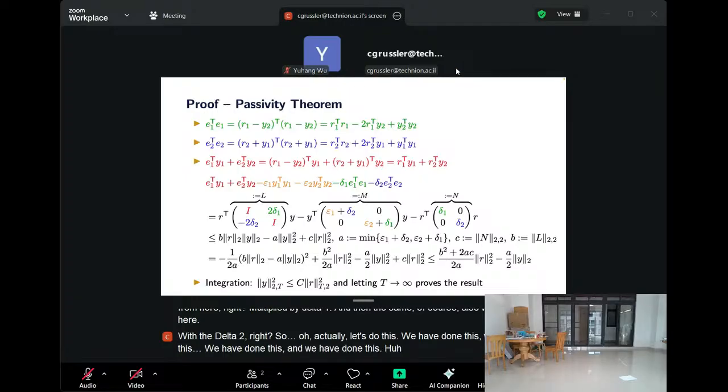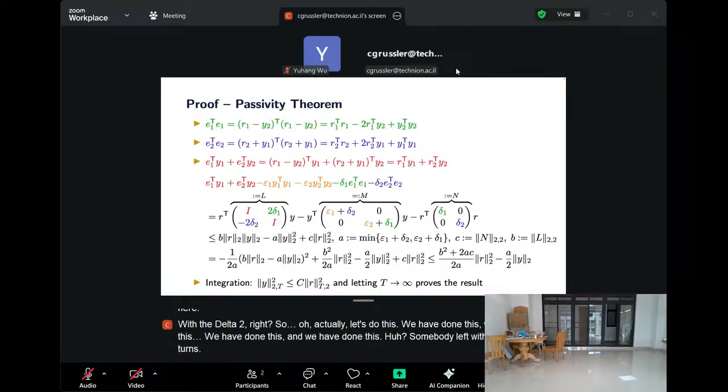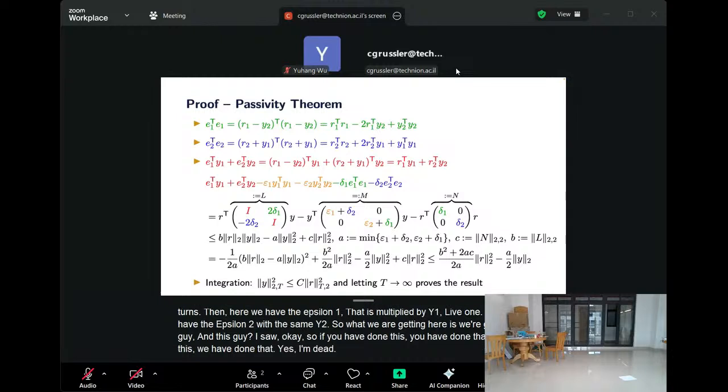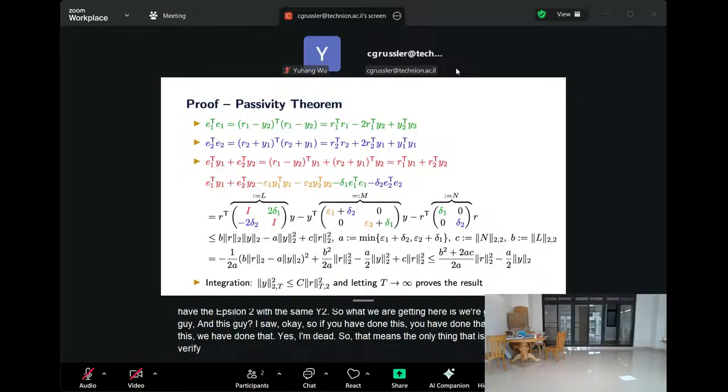So we're left with a few more terms. Then here we have the epsilon 1 that is multiplied by y1, y1 transpose y1. And here we have the epsilon 2 with the same y2. So what we're getting here is we're getting this guy and this guy. Right? So, okay, we have done this, we have done that, we have done this, we have done that, we have done this, and that. So that means the only thing that is left now to verify are those, right?